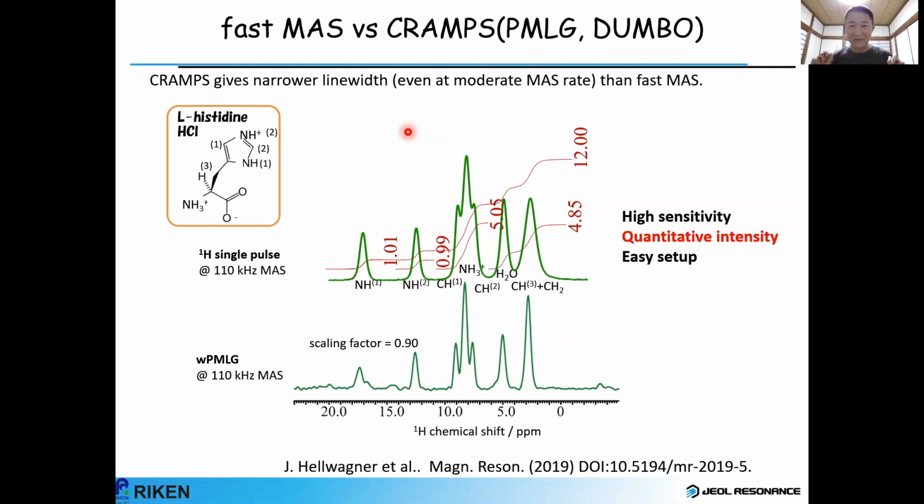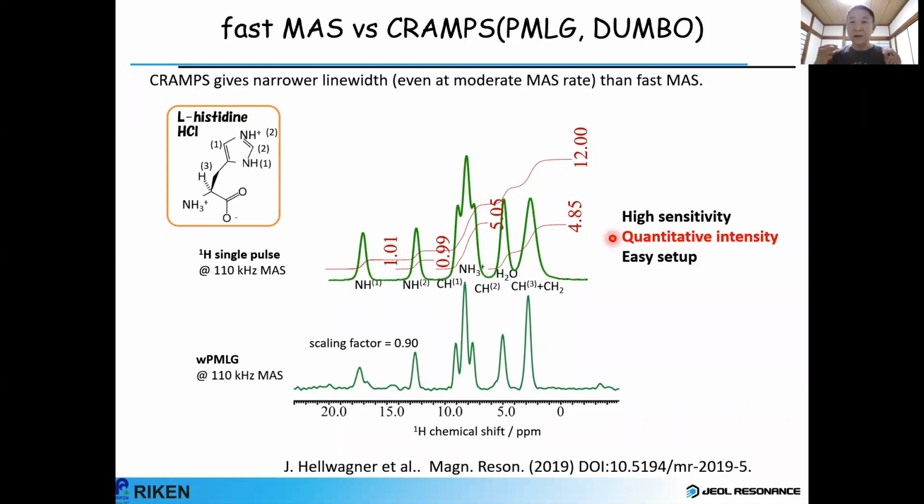My answer is if we use the CRAMPS experiment, we can obtain similar or even better resolution compared to the fast MAS experiment. But still, fast MAS has several advantages. One thing is, in case of fast MAS, we don't need any special observation, so we have very high sensitivity observation. Then in case of the PMLG, we need a kind of windowed sequence, and that reduces the sensitivity. And an important point is, I think, the quantitative information.